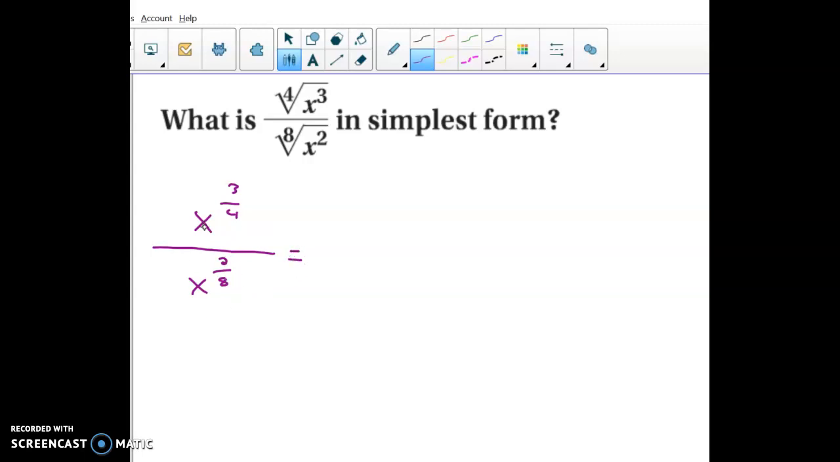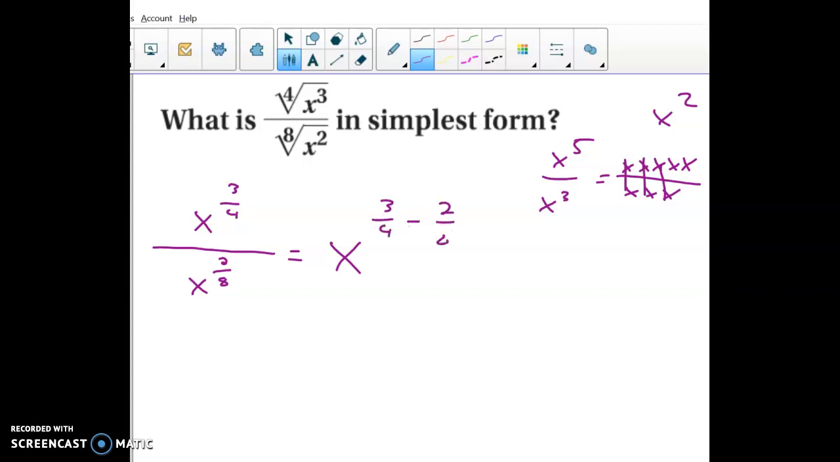All right, so now that we have the other form, basically this exponent rule is you subtract. So if we have x to the 5th over x cubed, x to the 5th looks like that, and x cubed looks like this, and you just cancel them out and you end up with x squared. So the short version is just to subtract the exponents. So our answer here is going to be the base of x, and we're going to subtract 3/4 minus 2/8.